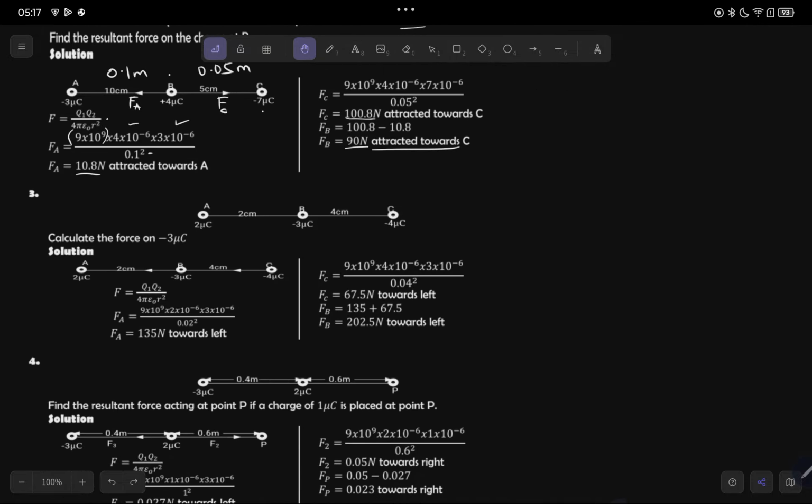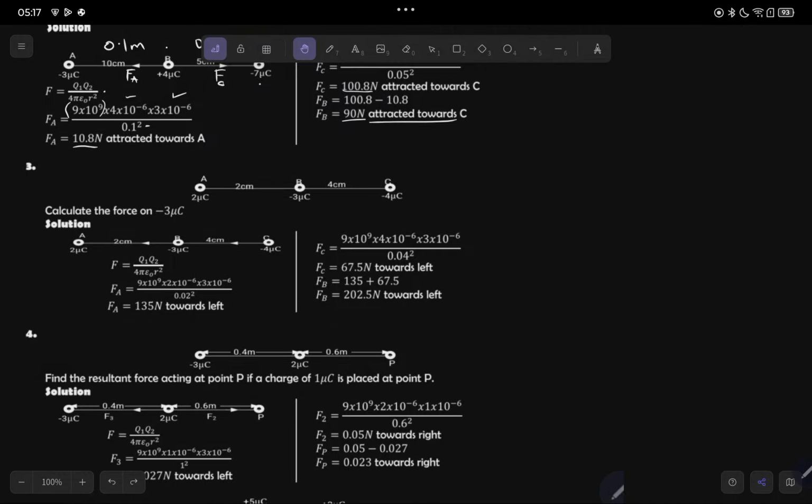Number 3, we have skipped the introduction part, but we have 3 charges A, B, and C on a straight line with those magnitudes and with the shown distances, and we are asked to calculate the force on the negative 3 microcoulomb charge. Still, we shall do the same. We shall convert these distances into meters. We have 0.02 meters. We have 0.04 meters.